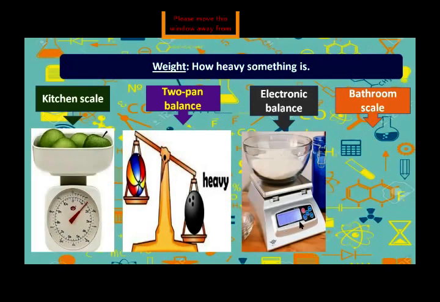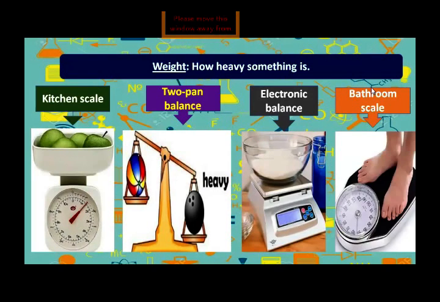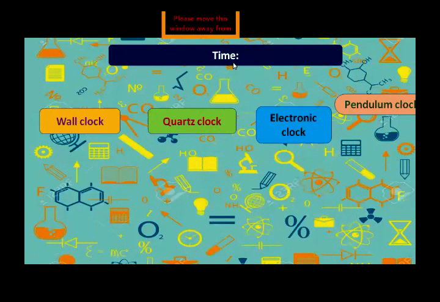And the last one is the bathroom scale. The bathroom scale is used to check the body weight. You stand on the bathroom scale and it will tell your weight. So these four things are used to measure the weight: kitchen scale, two pan balance, electronic balance, and the bathroom scale.